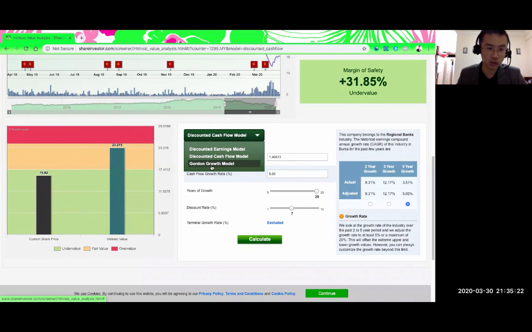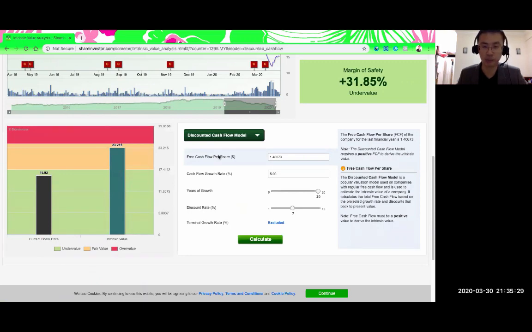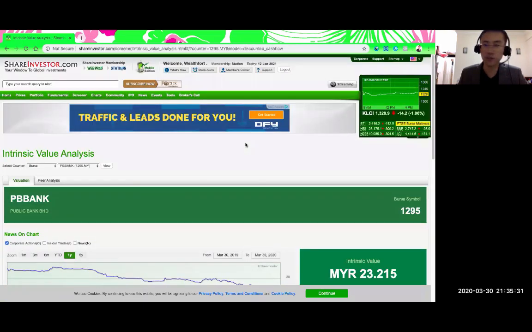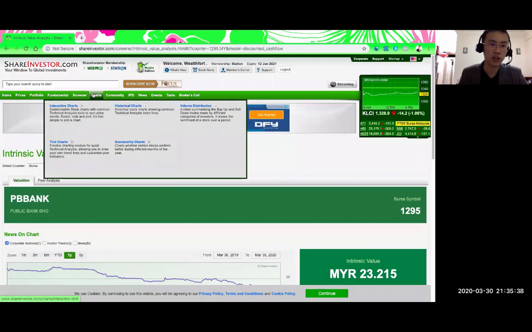So you can also use a Gordon growth model, which is not available here. So usually I will use discounted cash flow. This is my favorite model. This is the intrinsic value calculator that the platform provides for you. Is that powerful? I definitely think it's very powerful.